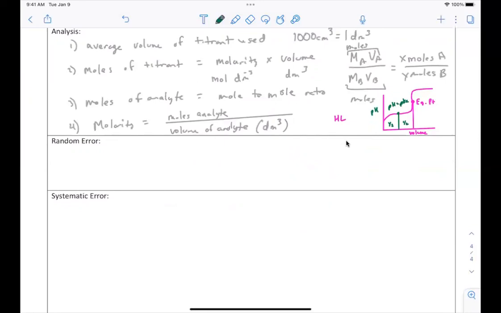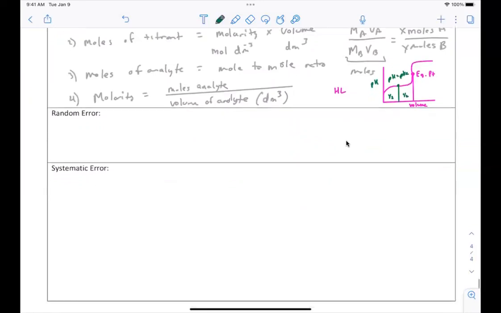Oh, I didn't have random error in there. Okay. Random error. The big random error that you might have is reading the meniscus, because if you're not eye level, your values will be off. You're going to look at it from here and think it reads like that, or if you look downward, it's going to look like this value.